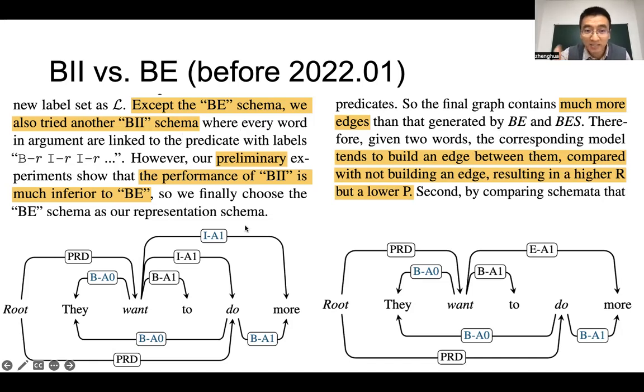Why is BE better than BI? Because you can say the final graph contains many more edges in the BI scheme than that generated by BE. Here we only have BE, there are no BEIs. Therefore, given two words, the corresponding model tends to build an edge between them rather than not building an edge, resulting in a higher recall but a lower precision. This is supported by the results we will see in the experiment part.